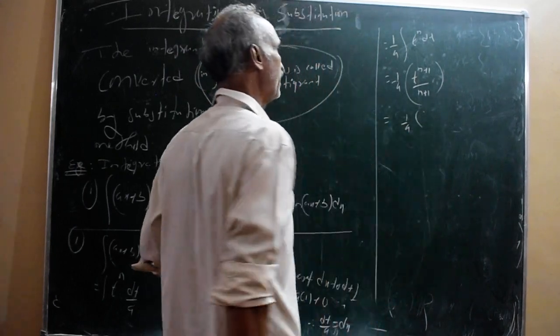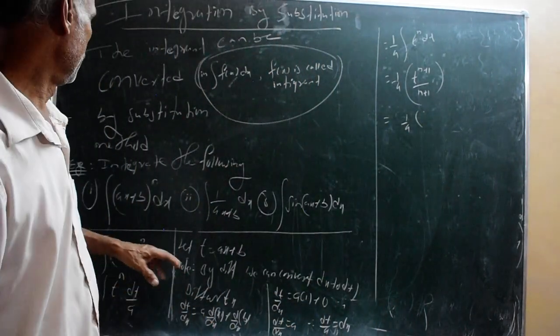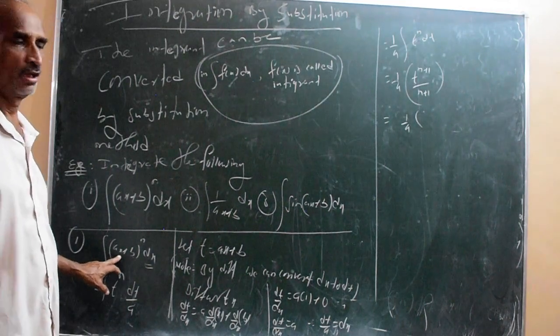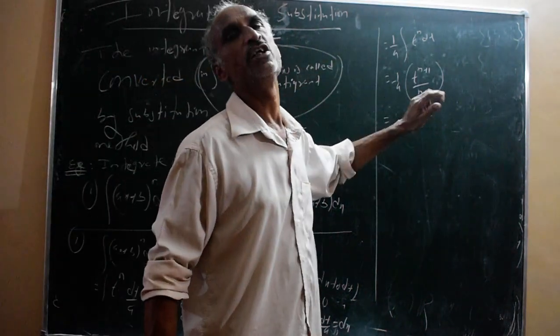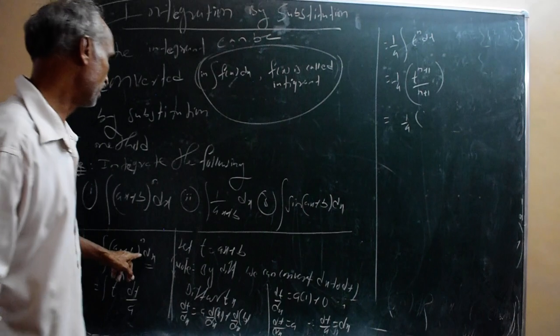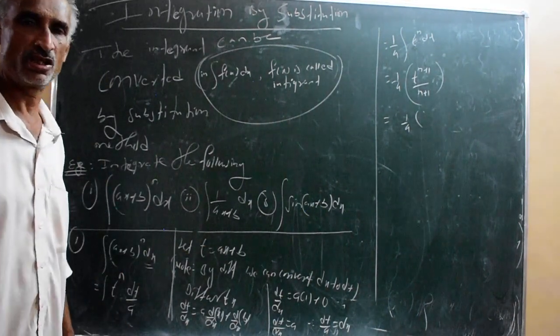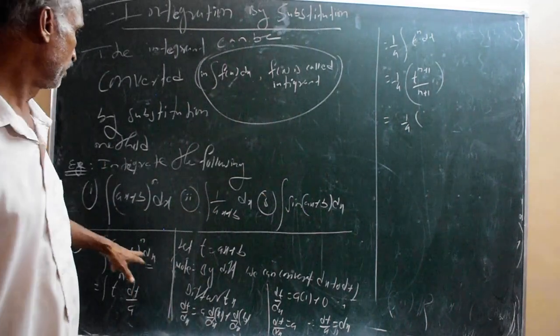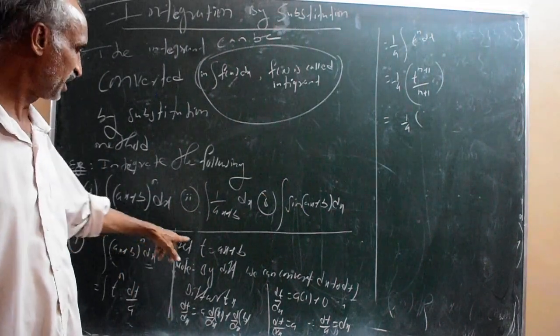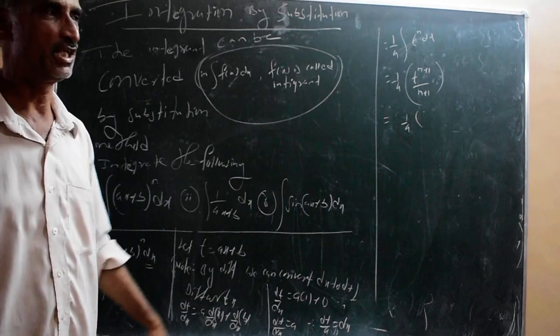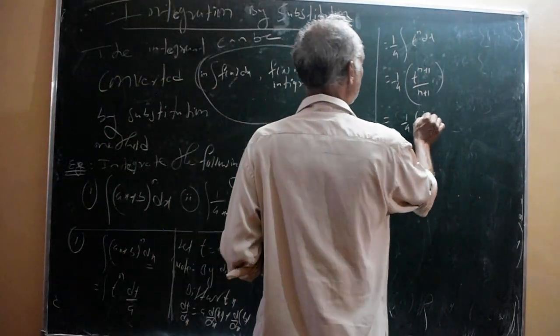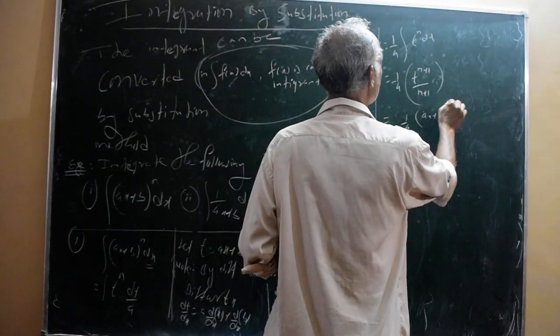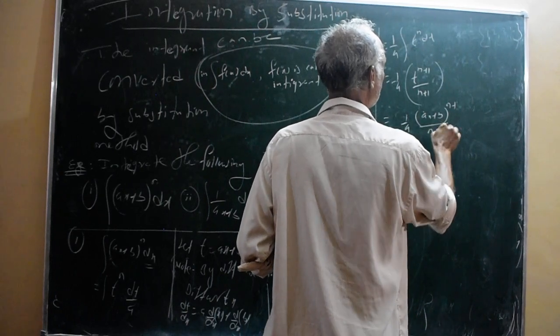But finally you get back to the original variable. The integrand is in terms of x, therefore the answer is also in terms of x. What is the t then? T is nothing but ax plus b. After integration is completed, you get back to the old variable by the same substitution, t is ax plus b. Therefore, ax plus b whole raised to n plus 1 upon n plus 1.